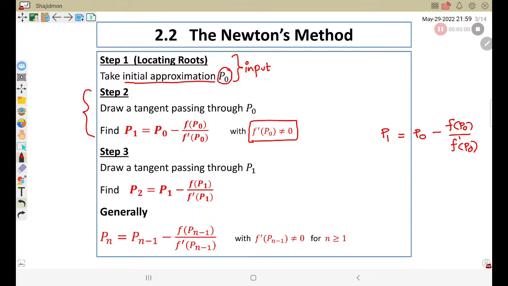Okay, provided that f dash of p0 should not be equal to 0, because if the denominator is 0, it means the program will not work, correct? An error will come. So this number f dash of p0 should not be equal to 0. Now after that, again I am looking at the graph.